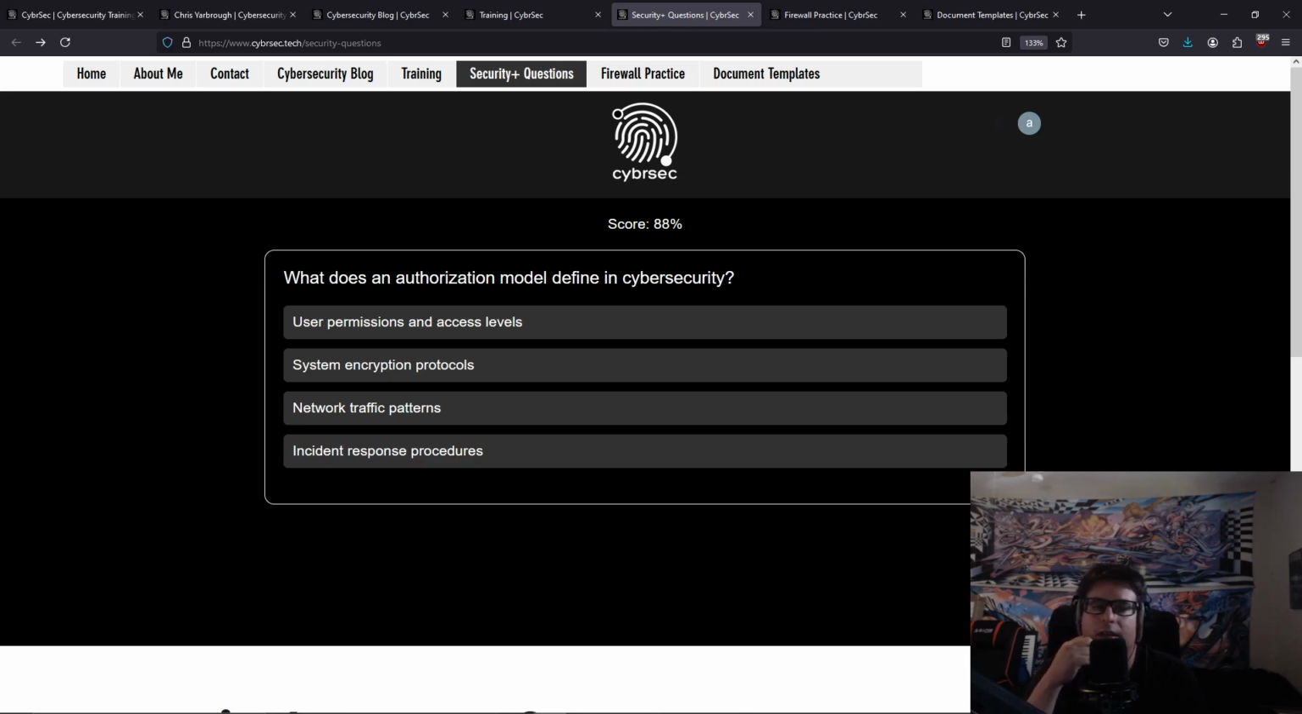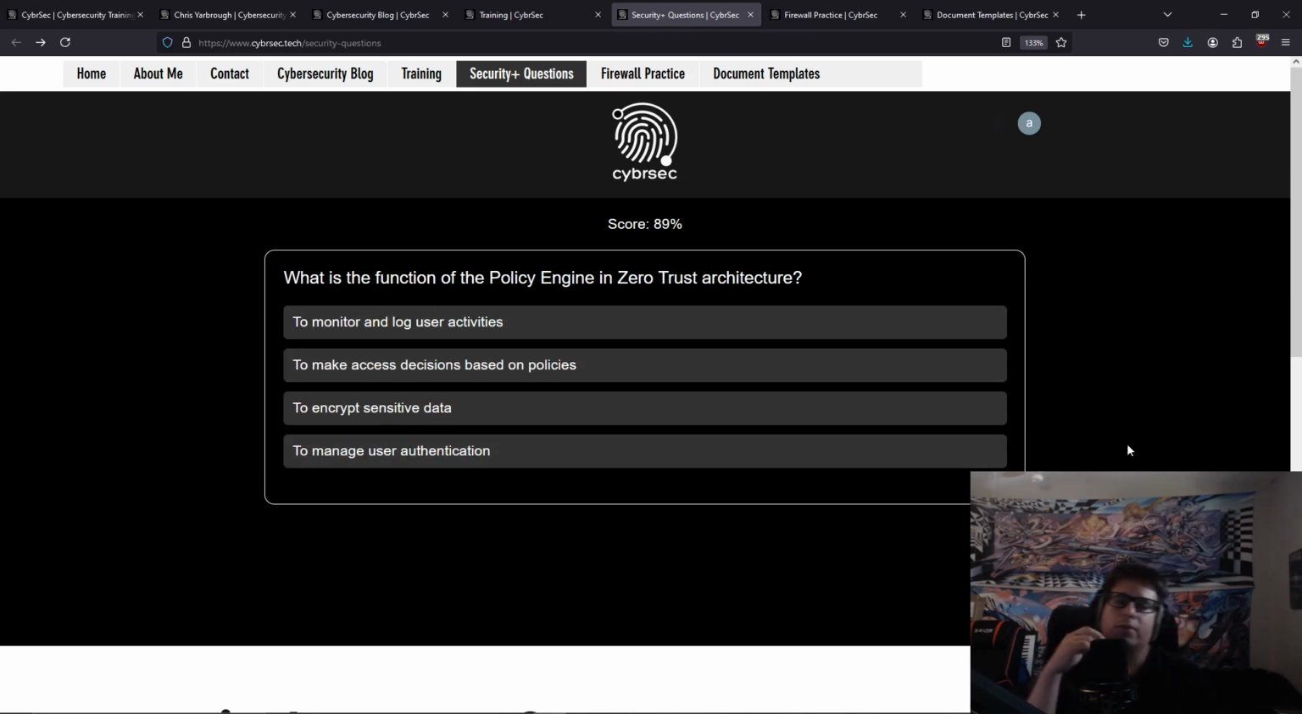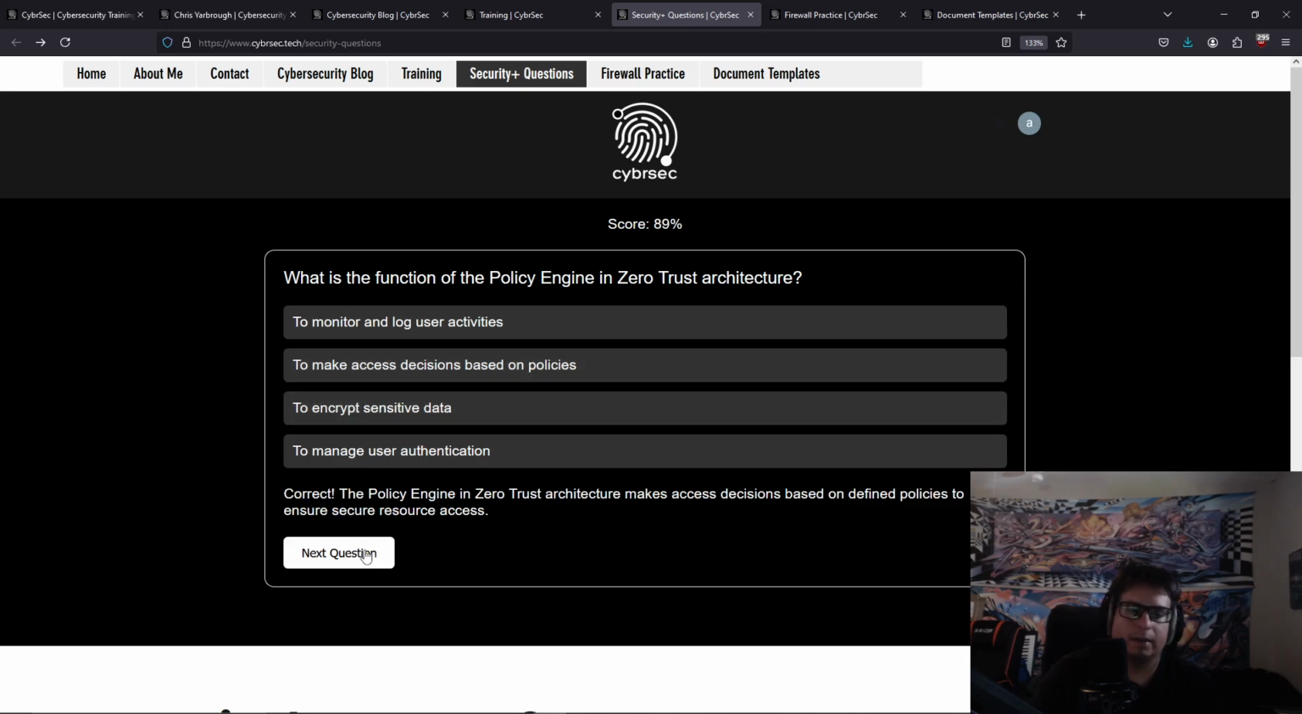What they are allowed to access. Correct. What is the function of the policy engine in zero trust architecture? To make access decisions based on policies. Correct.